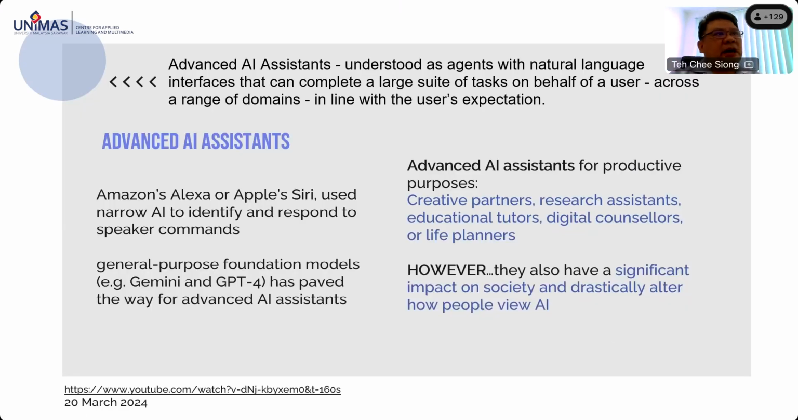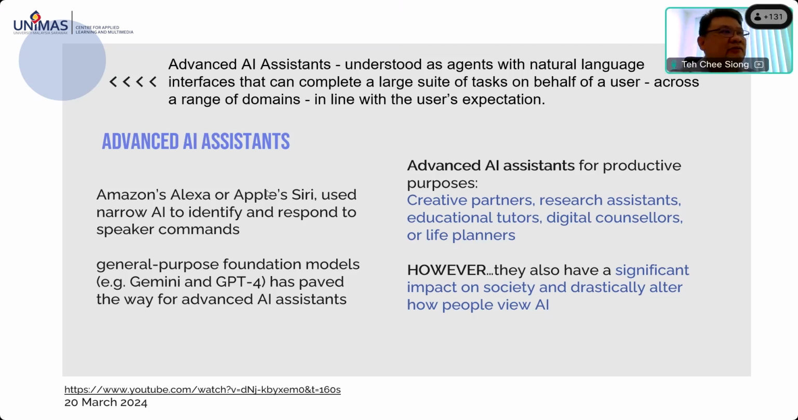So I will just highlight one more aspect that he mentioned here, which is the advanced AI assistant. So what is this actually? By his definition, it is an agentic model that will be able to communicate. They will have a natural language interface, like what your ChatGPT is, more or less, that can complete a large suite of tasks on behalf of a user. And it's actually across a range of domains in line with the user's expectations. So this is what we foresee will happen in the near future with the advancement of this. We call this an advanced AI assistant.